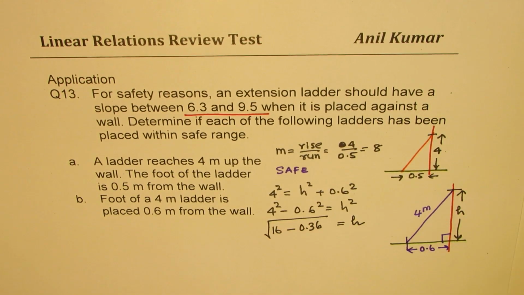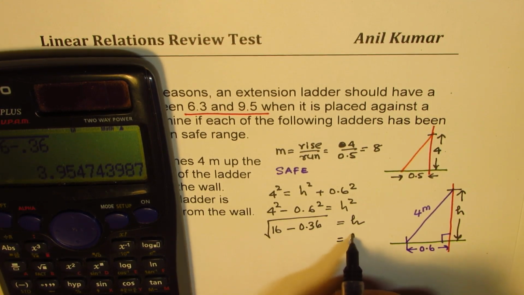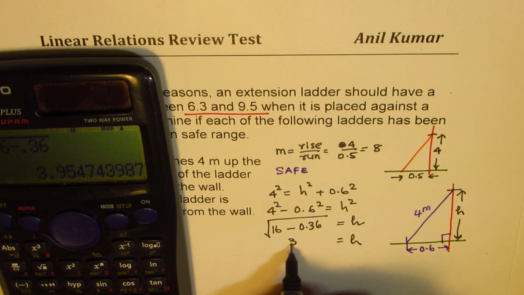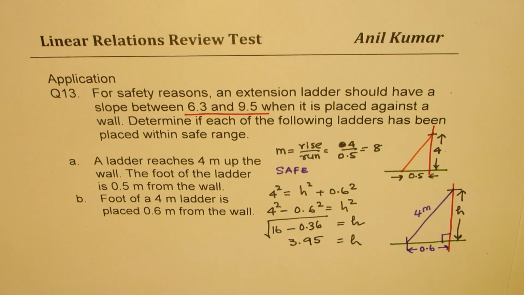That will give you the height, correct? So we have to use a calculator to find this height. So we have to do square root of 16 minus 0.36 equals, within decimal values we'll take. So the height here is 3.9, we'll take 5. Is it okay? So approximate it to 3.95. So not really 4. Do you understand?